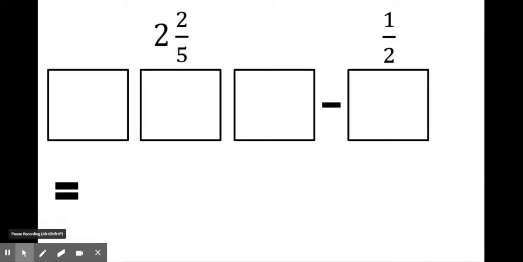Next, we're going to subtract 2 and 2/5 from 1/2. Again, 2 and 2/5 is a mixed number, and 1/2 is just a proper fraction. We cannot subtract 2/5 from 1/2, so we need to create representations that will represent both fractions.